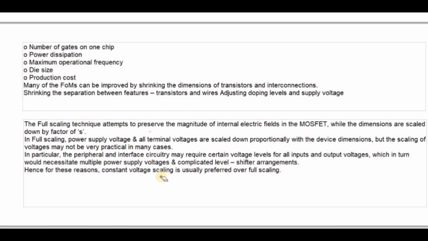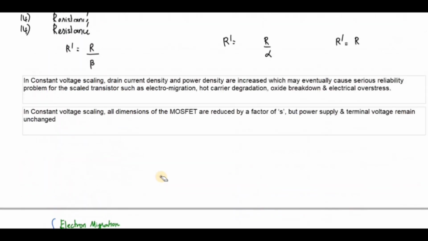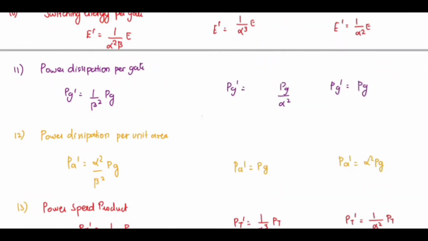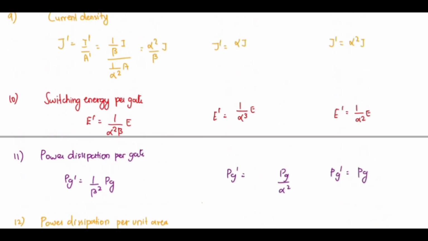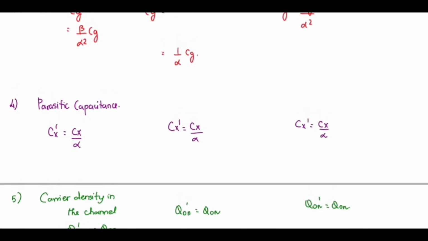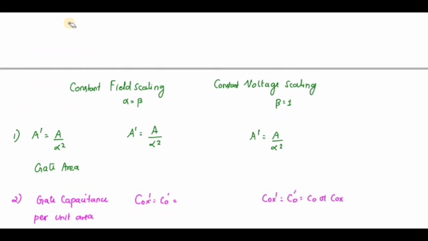Okay, so this column is called combined field, that is electric and voltage scaling.